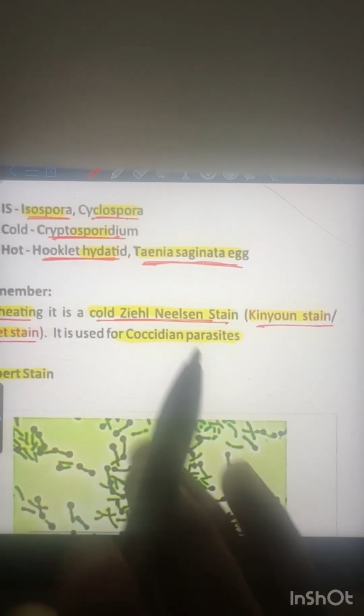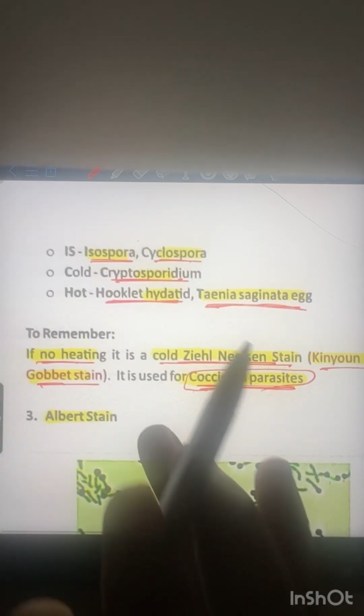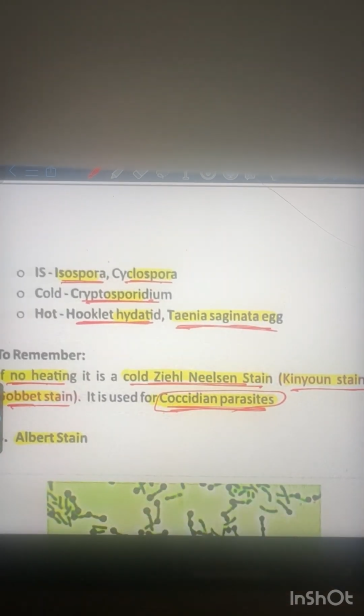What is the logic behind this mnemonic? Why did you use this, my nose is cold and hot? What is cold and hot happening in Zn stain? So look at this, guys. Right now, did you say that there is a heating step? Heating wala step hota hai in Zn stain, agree?